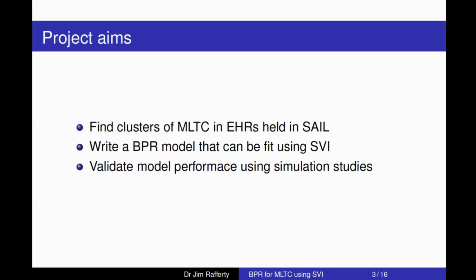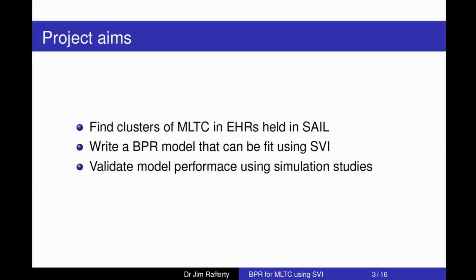The idea was that we wanted to find clusters of multiple long-term conditions, but those clusters also had to be conditioned on commonly adjusted covariates, things like age, sex, deprivation, and so on, and also conditioned on an outcome. In this particular case, we were looking at mortality as an outcome. To meet that aim, we wrote down a Bayesian profile regression model. Bayesian profile regression is exactly that: a clustering model conditioned on covariates and an outcome. I'll explain how it works through the remainder of the talk.